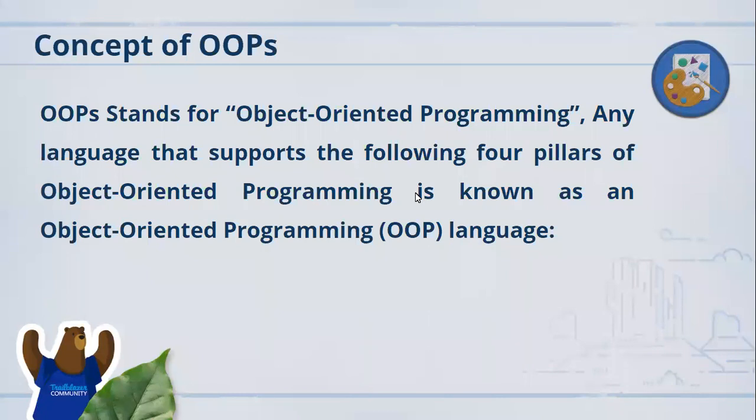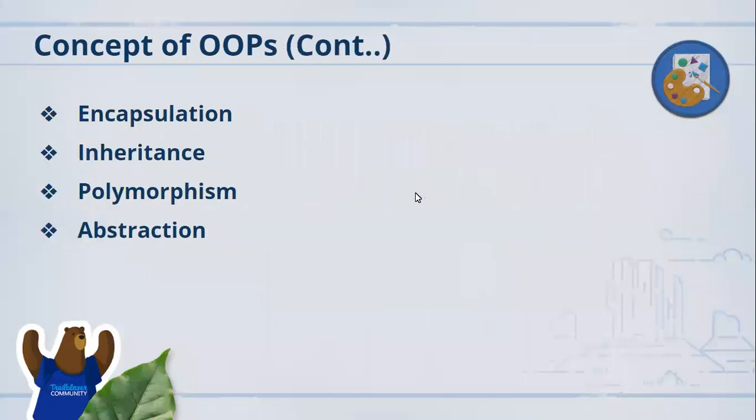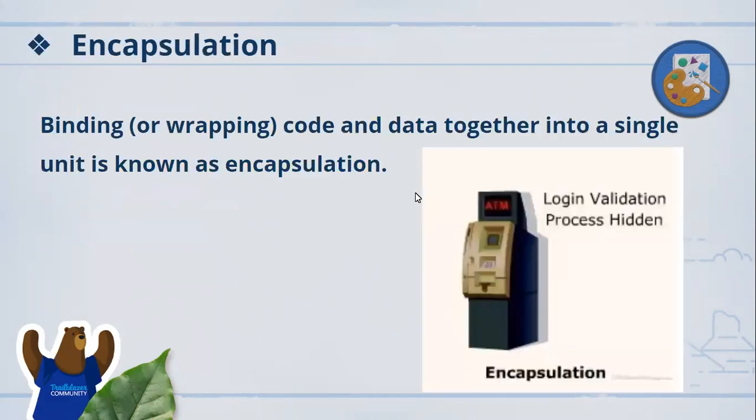So what are the 4 pillars? Let's see. The 4 pillars are encapsulation, inheritance, polymorphism, and abstraction, right? And also the class and objects are always there. So let's quickly go one by one through these concepts. See, the first, encapsulation.